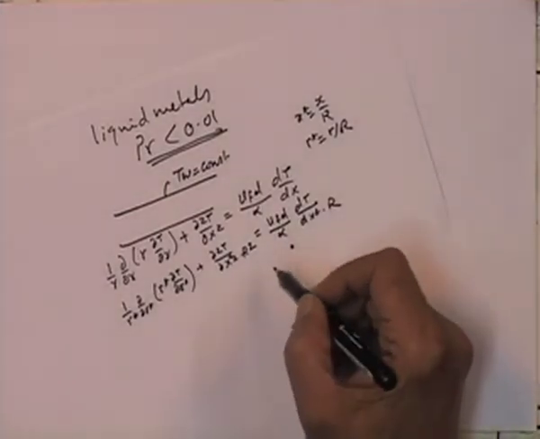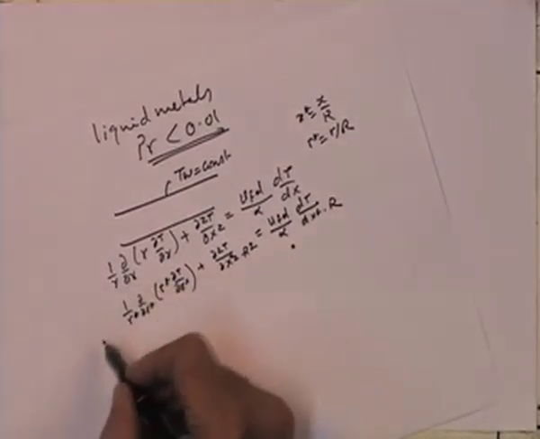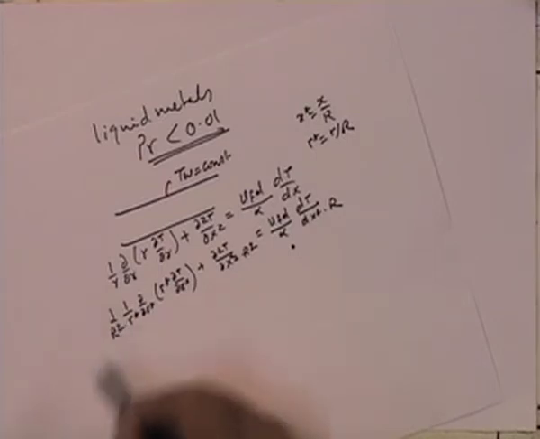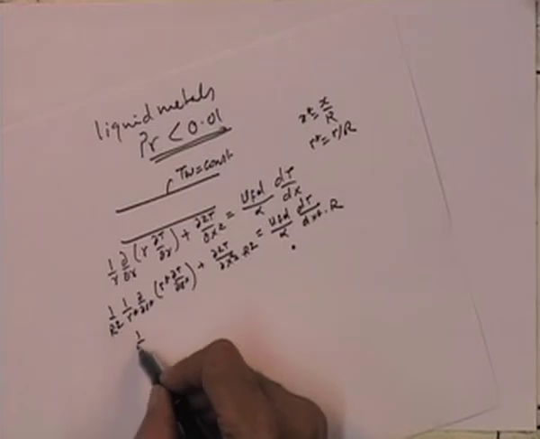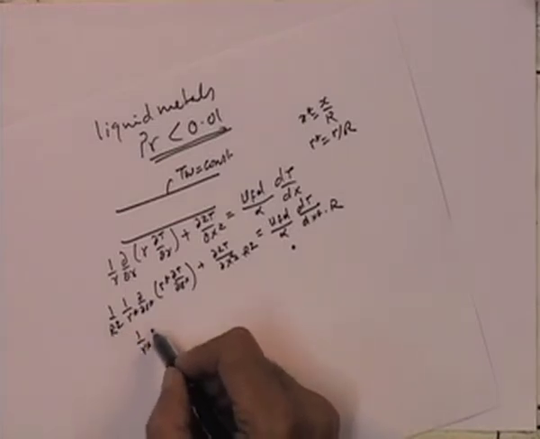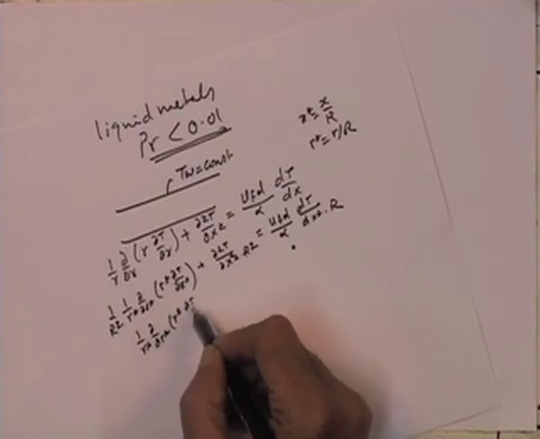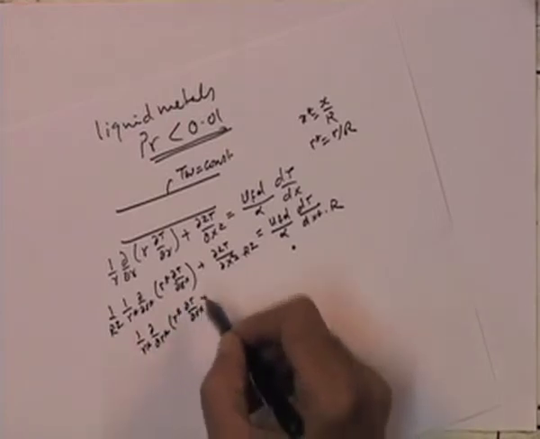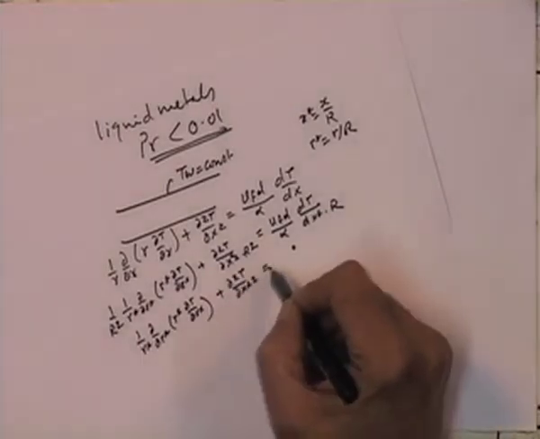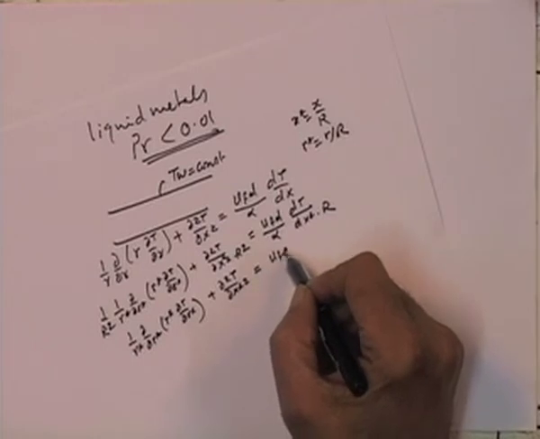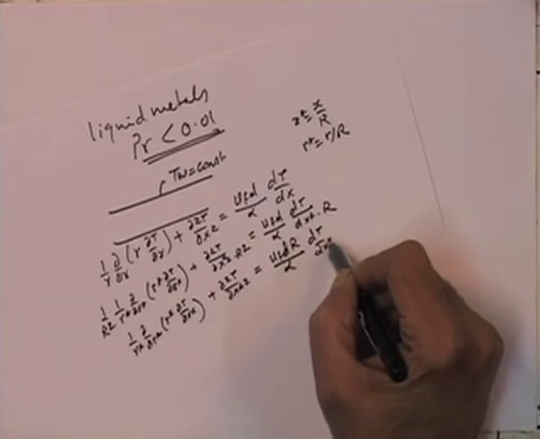And you will see that there would be 1 over r star here also. So, if I multiply through by r star R square, then you will see this becomes d by dr star of r star dT by dr star plus d2T by dx star square is equal to u_fd R divided by alpha dT by dx star.